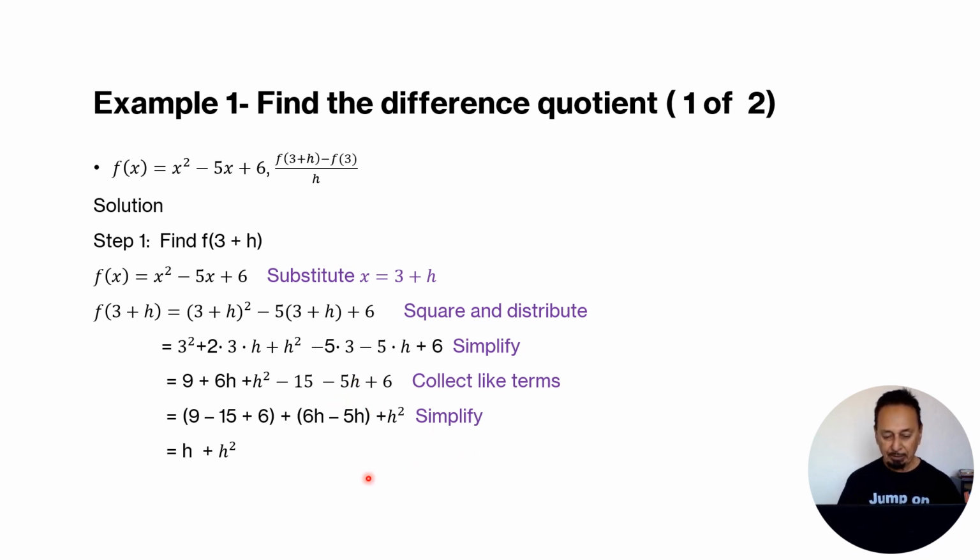Now we simplify. Let's combine the like terms. 9 minus 15 and 6, and 6h and minus 5h and plus h squared. 9 minus 15 will be minus 6 and minus 6 plus 6 will disappear, 0. So we don't need to write the 0. 6h minus 5h becomes h and plus h squared. So f of 3 plus h we found is equal to h plus h squared.